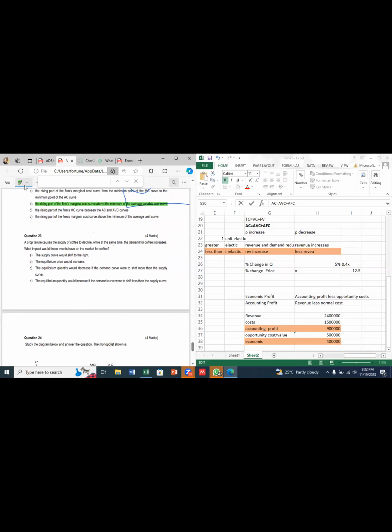I think a crop failure causes the supply of coffee to decline, while at the same time the demand of the coffee increases. What impact would these events have on the market coffee? So I chose B, which is the equilibrium price would increase. Yes. I think it's right.